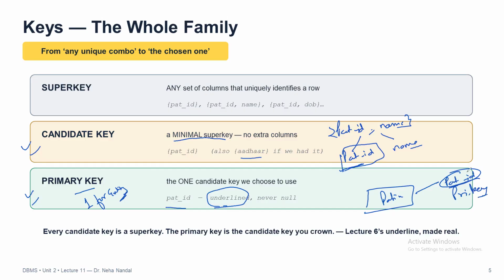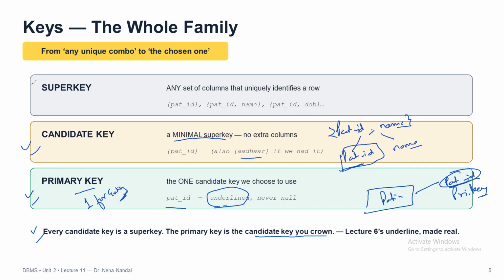Okay, so that is the difference. Every candidate key is a super key. The primary key is a candidate key. That means you choose only one from the candidate keys as a primary key. So here the relationship is nested. Every candidate key is a super key and the primary key is a candidate key. Correct? I hope you can remember these things. These are very crucial questions for Viva also.